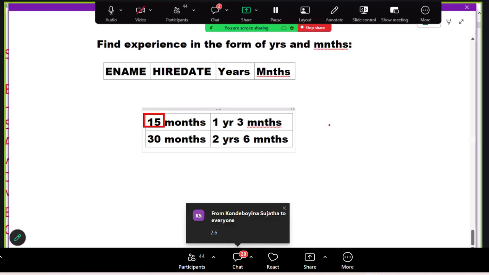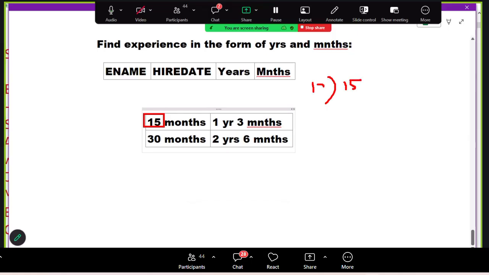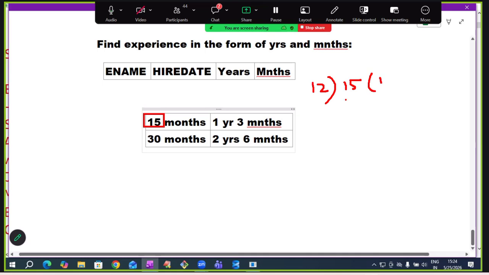This number of months, 15. Divide with 12. 12 into 1, 12. Remainder is 3. This quotient is number of years. This remainder is number of months. Are you understanding, sir? 1 year, 3 months. 15 months experience means I'm dividing with 12. Quotient is 1 year. Remainder is 3 months. 1 year, 3 months experience.